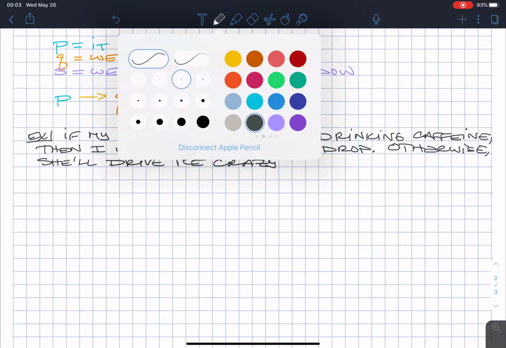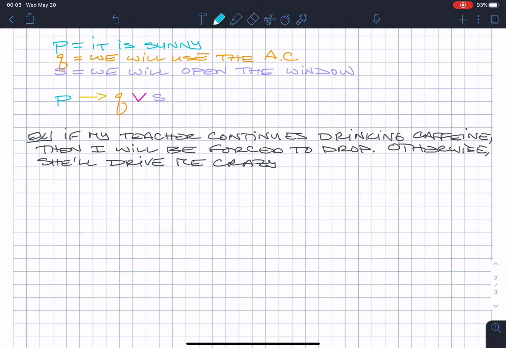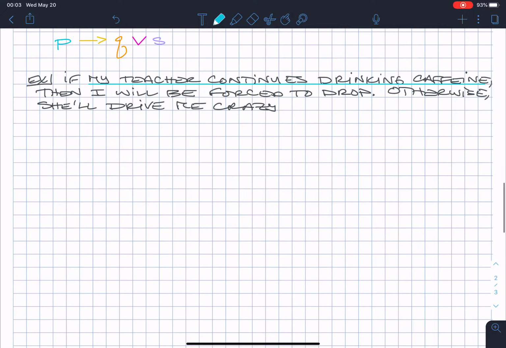Okay, so let's do the same analysis with this. So my teacher continues drinking caffeine. So that's going to be my first statement. Will or won't my teacher? Well, either she will or she won't, right? So it's either true or false. So my teacher continues to drink caffeine. So either this is a true statement or it's a false statement. She either continues to drink caffeine or she does not.